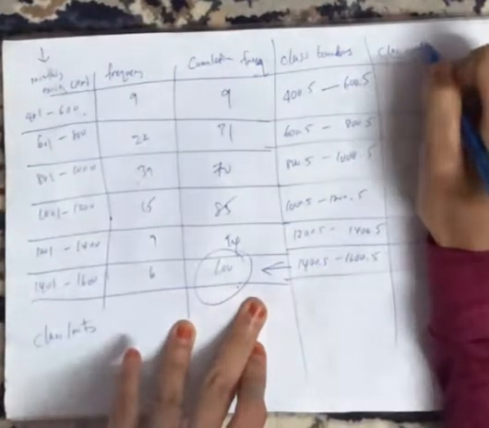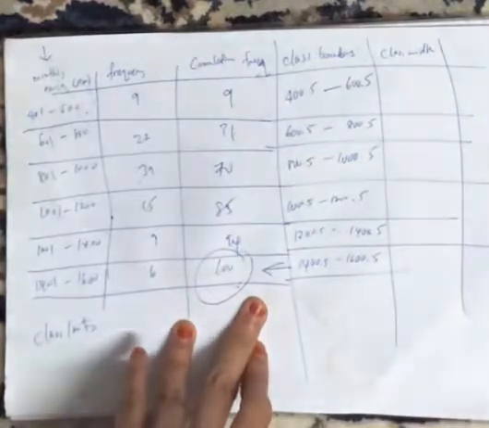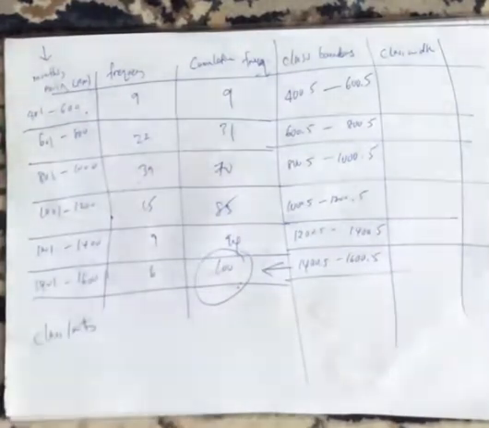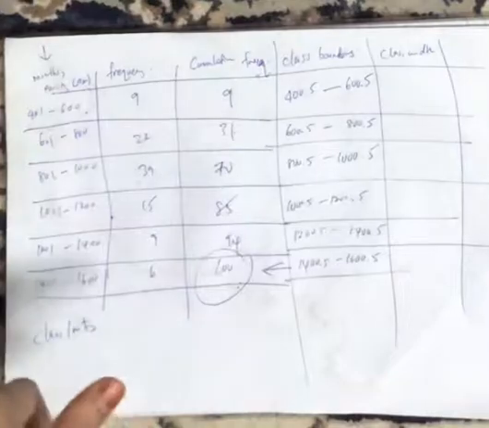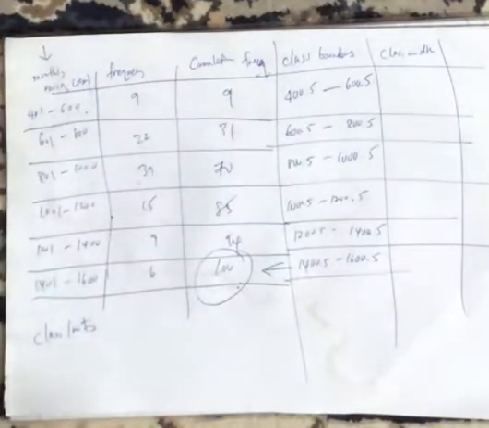Class width is the sizes of the class. So how to get the class width? Either you minus upper boundary with the lower boundary, right? And then what else? There is another way, it is the difference between two consecutive lower class limits. I think the class boundary is easier for you to calculate.